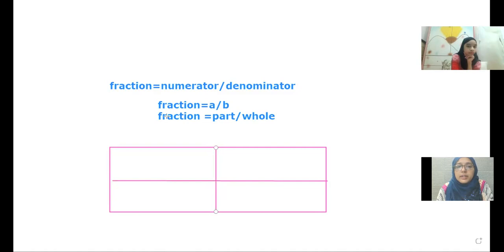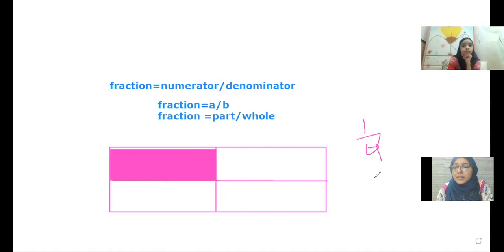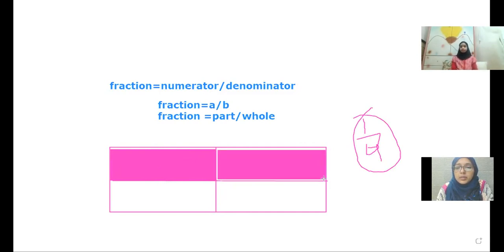I'll take a color. Tell me, what fraction is this? 1 by 4. Because in total, how many parts are there? 4 parts are there, and out of 4 parts, I colored 1. So my fraction is 1 by 4. And if I color more, 2 by 4, 3 by 4. Is that clear? So this is a fraction.